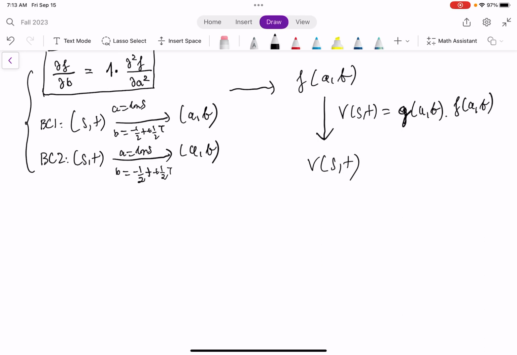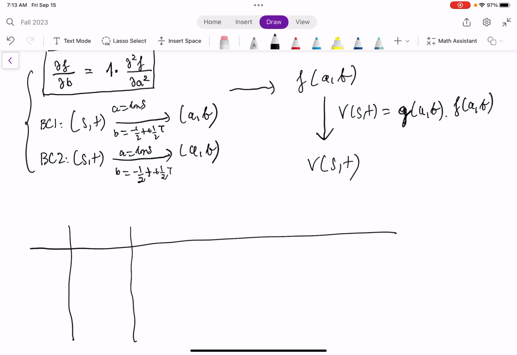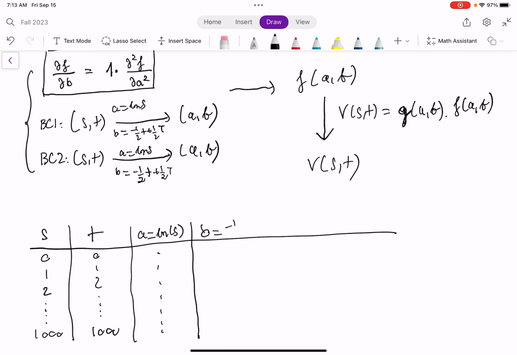So this is what you're gonna do in Excel. Okay, so you have a bunch of s and a bunch of t at first. It's like 0, 1, 2, up to, let's say, 1000, similar with t. Then what you're gonna do is you calculate a as a function of s. A is ln s, so you got all the a, and then you calculate b as a function of t. So -1/2 t plus 1/2 T. You get all of this, right? And then you plot f.